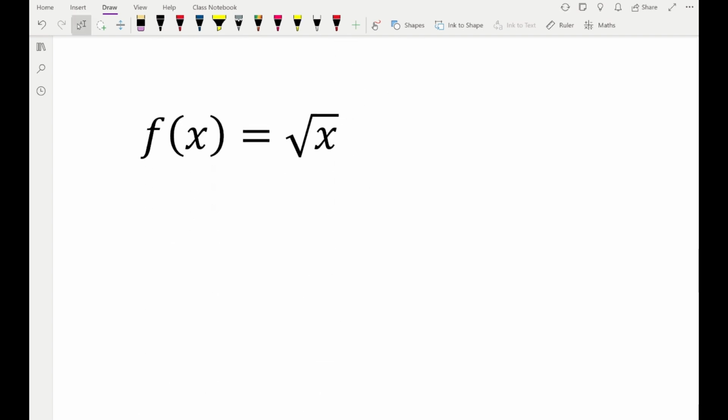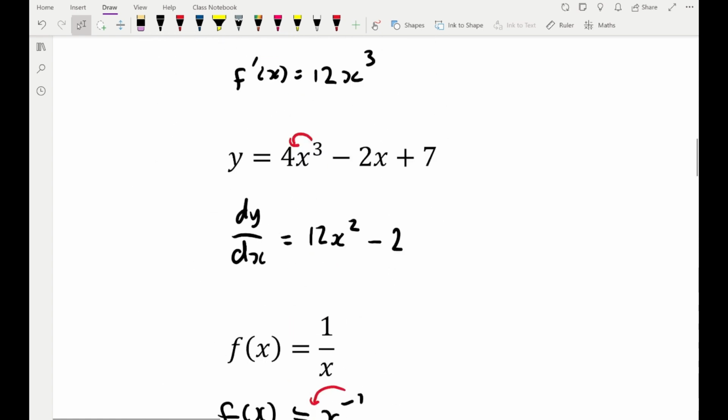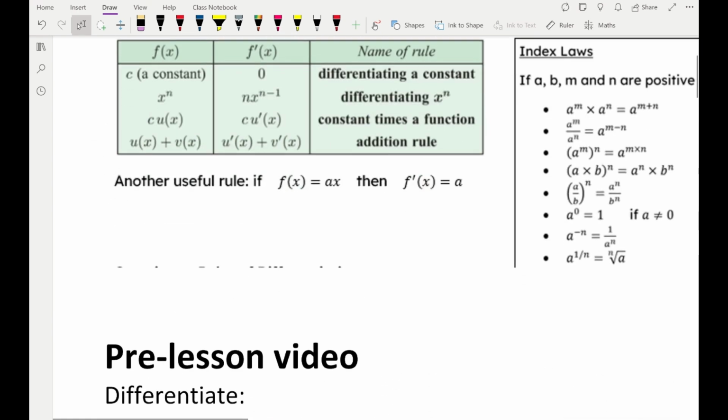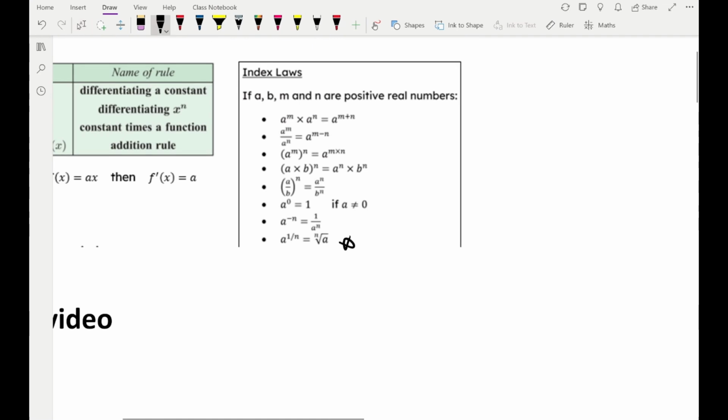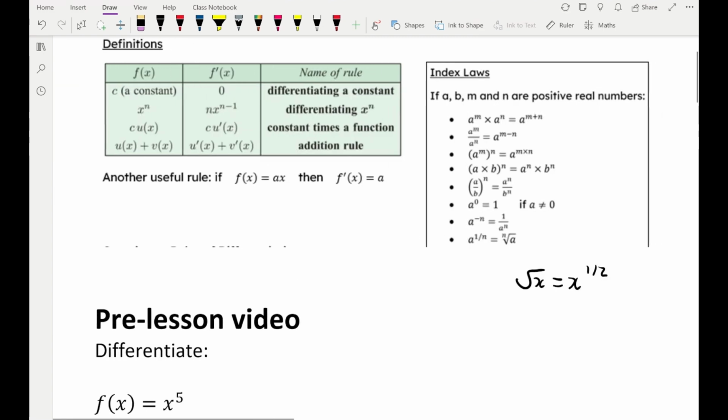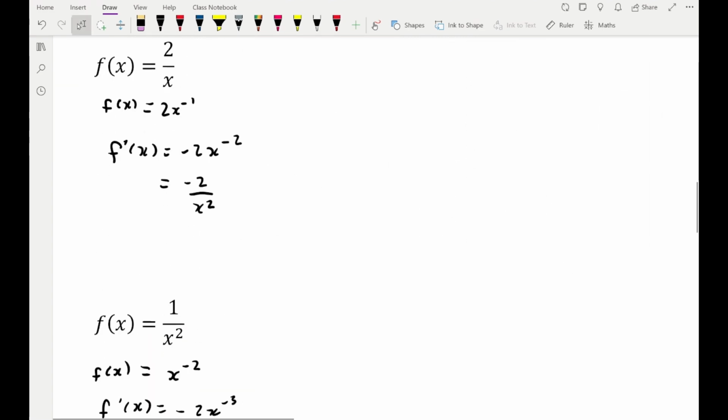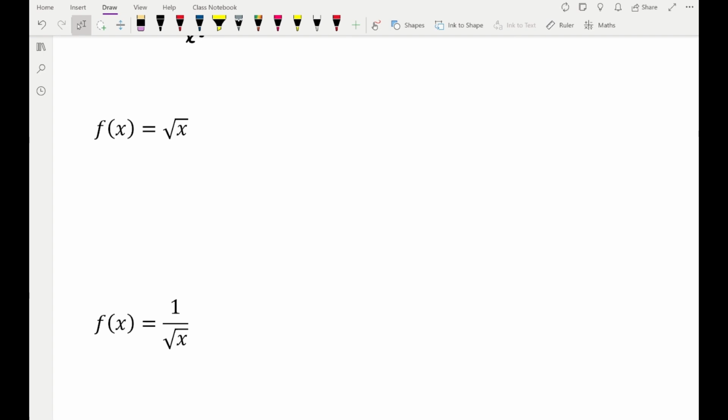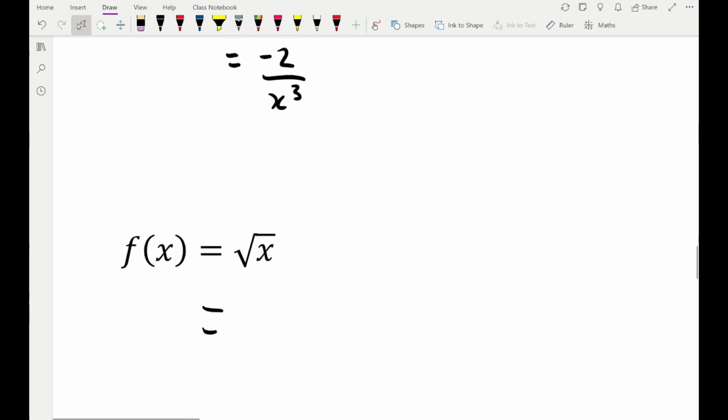Alright, so how do we approach square roots? We'll just need to use another index law. So it's going to be this index law here, and in particular, root of x equals x to the half. So we rewrite the function as x to the power of a half.